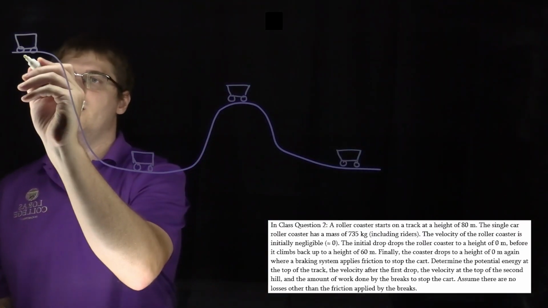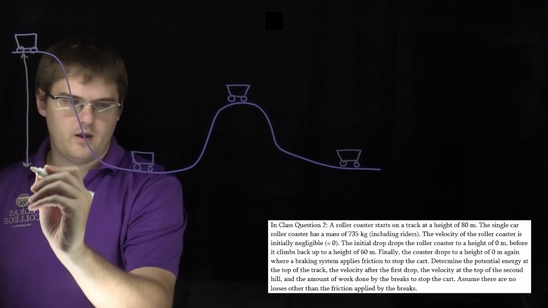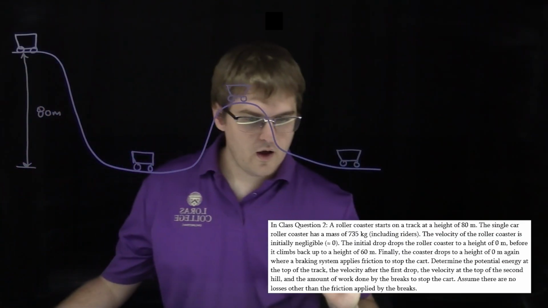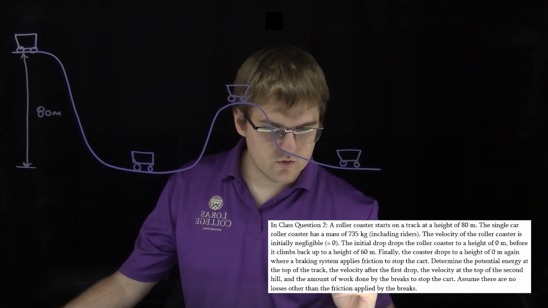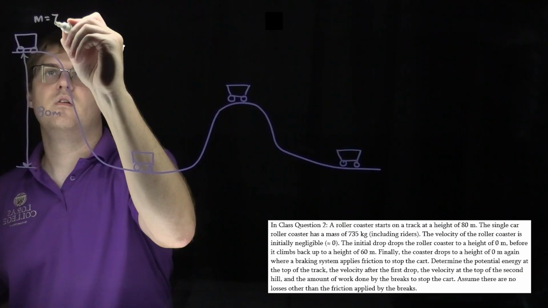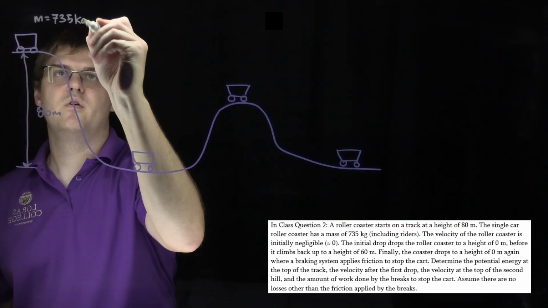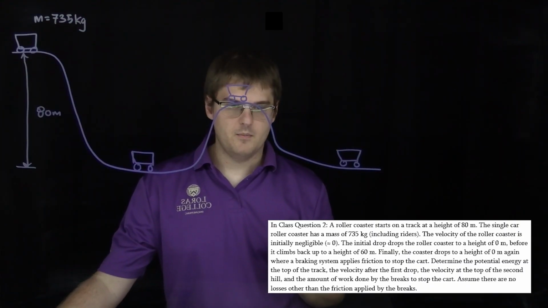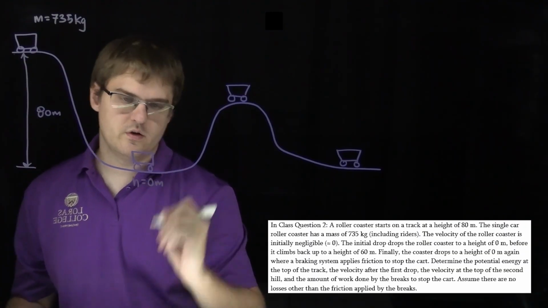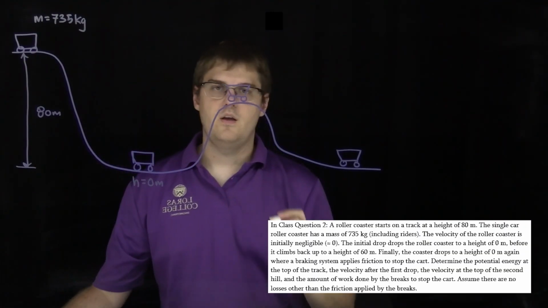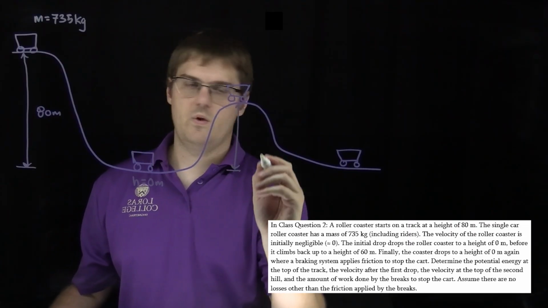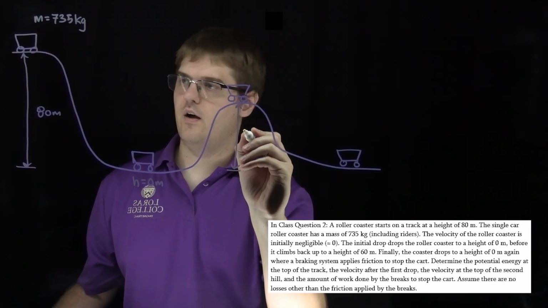So initially our roller coaster is up a total of 80 meters into the air. Do I have a mass for this roller coaster? 735 kilograms. It goes down its bottom piece and hits a point where our height is equal to 0 meters. We're at the bottom of this hill. It then goes up a little bit of a jump to a point where we have a height of 60 meters.